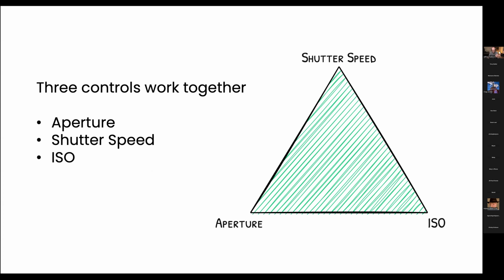So for the controls for your aperture, shutter speed, and ISO, it's important to be familiar with where those buttons are on your camera so that you can easily change them, because these are probably the settings we change the most often in photography.